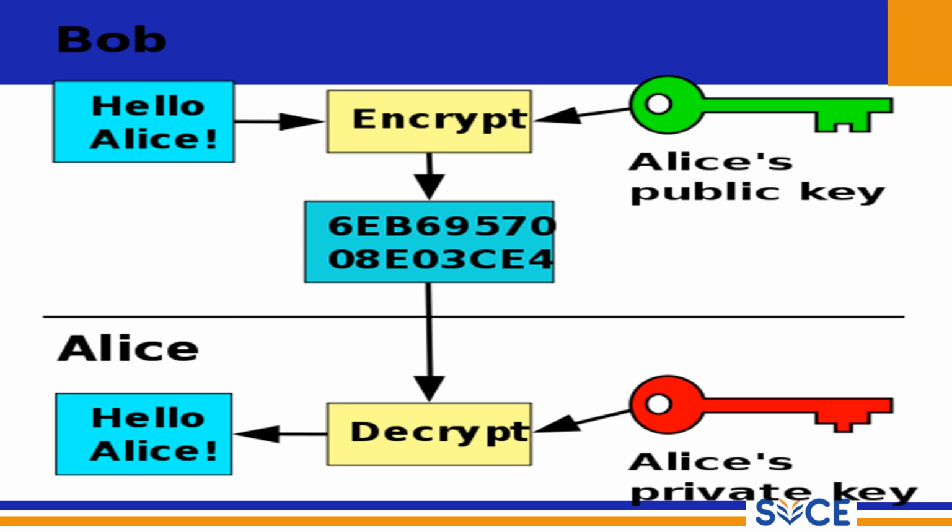In this diagram, if Bob wants to send a message to Alice, suppose "Hello Alice", it will be encrypted by means of some algorithm. It uses Alice's public key to encrypt that message. In turn, while decrypting that particular message from Bob, Alice uses her private key to decrypt that message. So it will be back to "Hello Alice". So this is all about the conventional encryption.